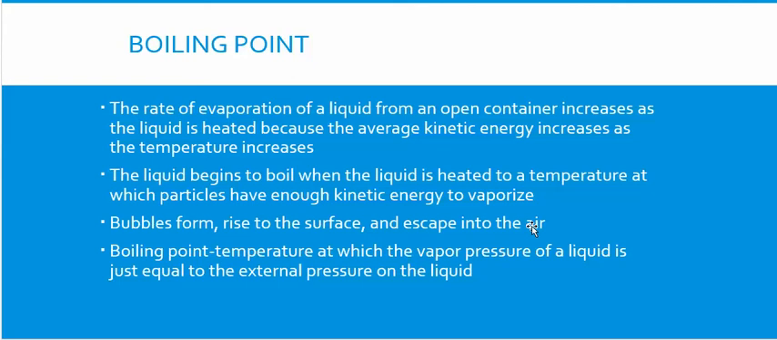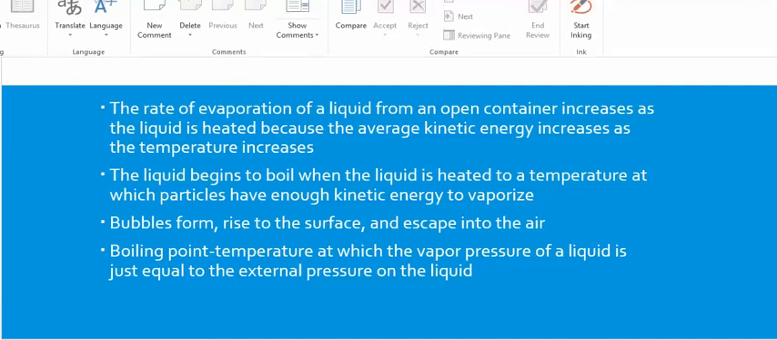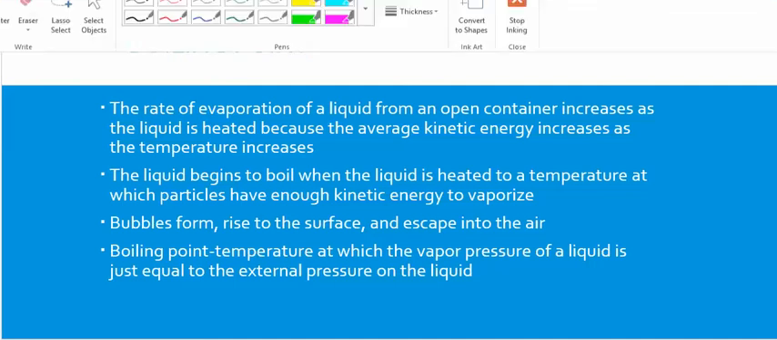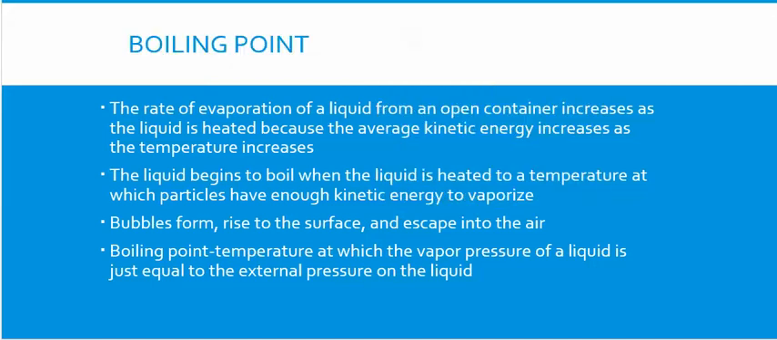Boiling point. The rate of evaporation of a liquid from an open container increases as the liquid is heated because the average kinetic energy increases. Now, a liquid will boil when it is heated to a temperature at which particles have enough kinetic energy to vaporize. Boiling occurs throughout the liquid. Evaporation occurs only on the surface, but boiling occurs throughout. So you see bubbles forming, rising to the surface, and escaping into the air. So something will boil at the temperature at which the vapor pressure is equal to the external pressure. So something will boil when the vapor pressure equals the atmospheric pressure, which is the external pressure on the liquid.